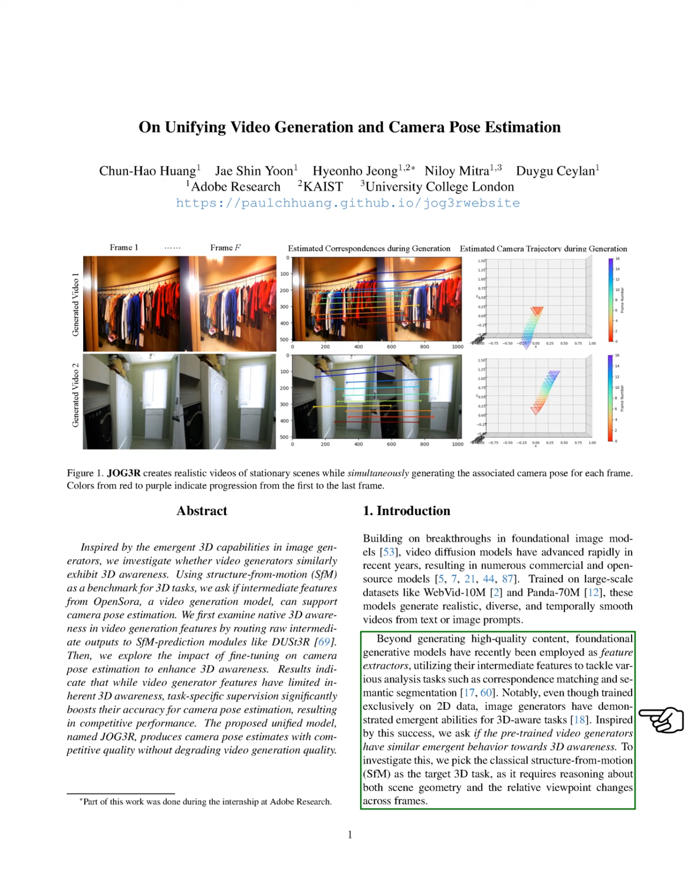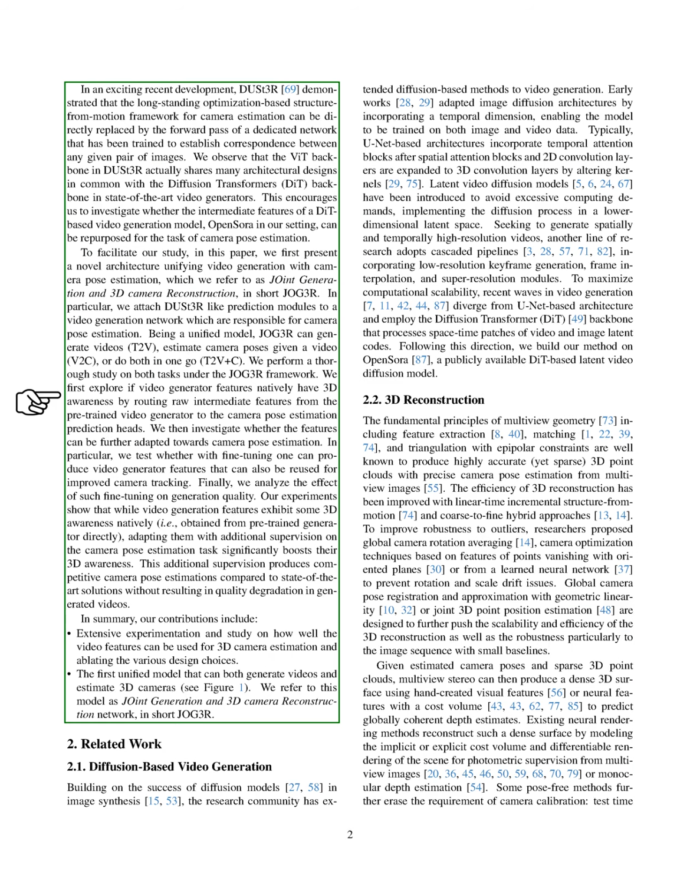To explore this, we focus on the structure from motion (SfM) task, which involves understanding scene geometry and how viewpoints change across frames. A recent development, DUSt3R, has shown that the traditional optimization method for camera estimation can be replaced by a network trained to find correspondences between image pairs.